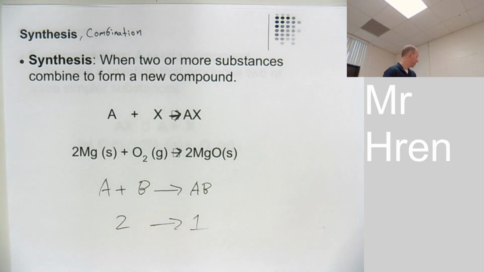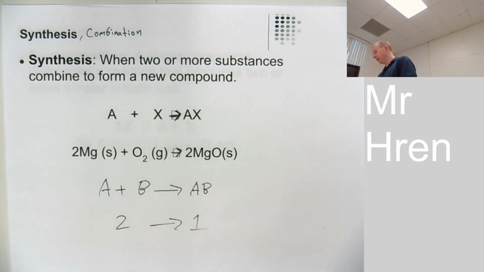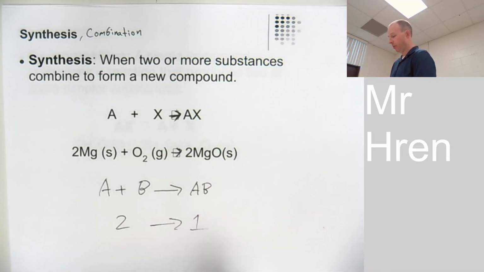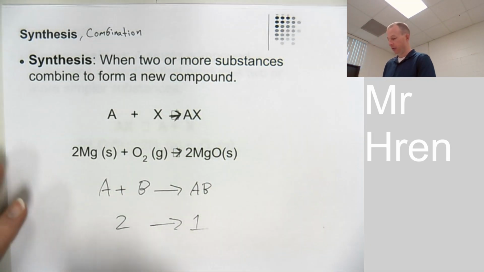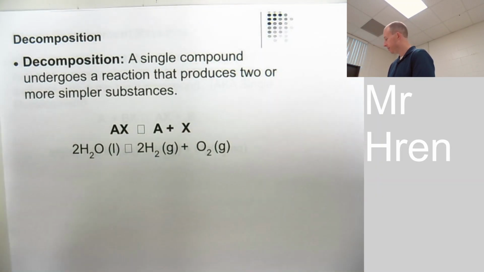Or sometimes it's not always two things making one. I suppose you could have three things that make one thing. So that is a possibility too. But the general idea is two things make one thing. That's the general form. Doesn't matter what it is. All right. So that's synthesis. This is probably the easiest one to spot, I think.